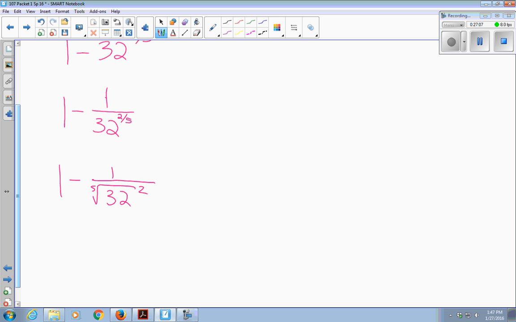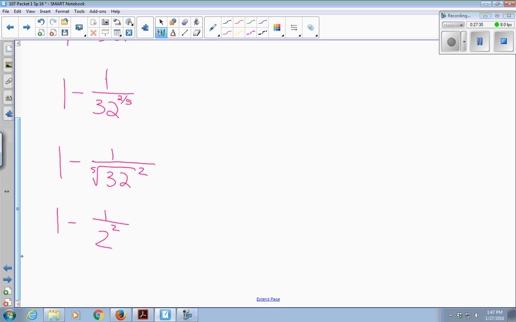You could square it first and then fifth root it, or you could fifth root it and then square it. Doesn't matter. I'm going to fifth root it first because I can take the fifth root of 32 in my head. So I need a number that when you multiply it times itself 5 times, you get 32. 2, yeah. 2 times 2 times 2 times 2 times 2 is 32. So this becomes 1 minus 1 over 2 squared. And what's 2 squared? 4. So this is 1 minus 1/4, which is 3/4.